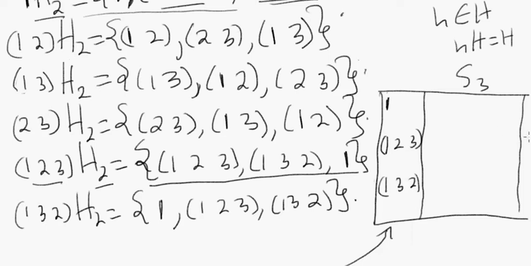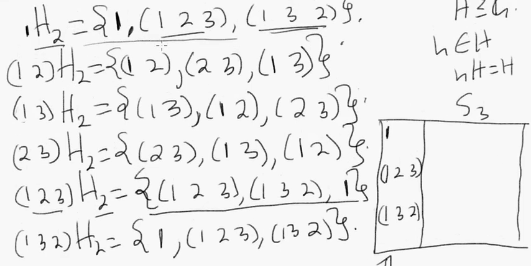Well, let's look at H2 for instance. Any coset that has an element of H2 in common with H2 equals H2. So for instance, any coset that has the identity in it, right? So what cosets here have the identity? Well, 1H2 has the identity. 123H2 has the identity, right? We have the identity here. And 132H2 also has the identity.